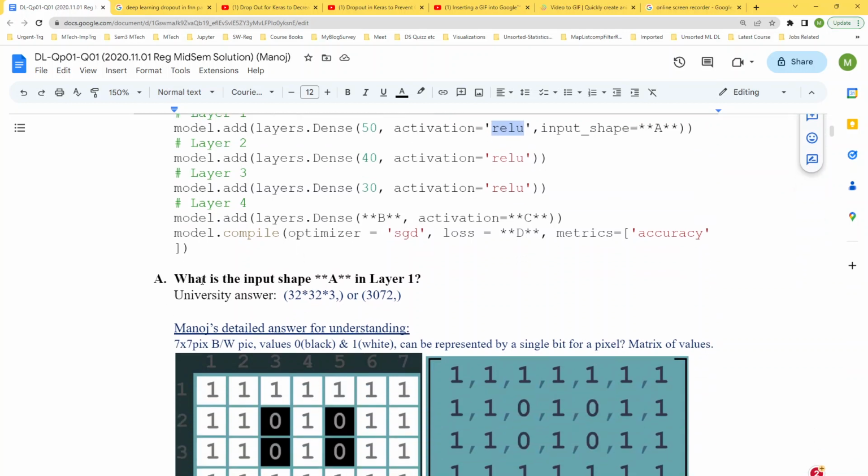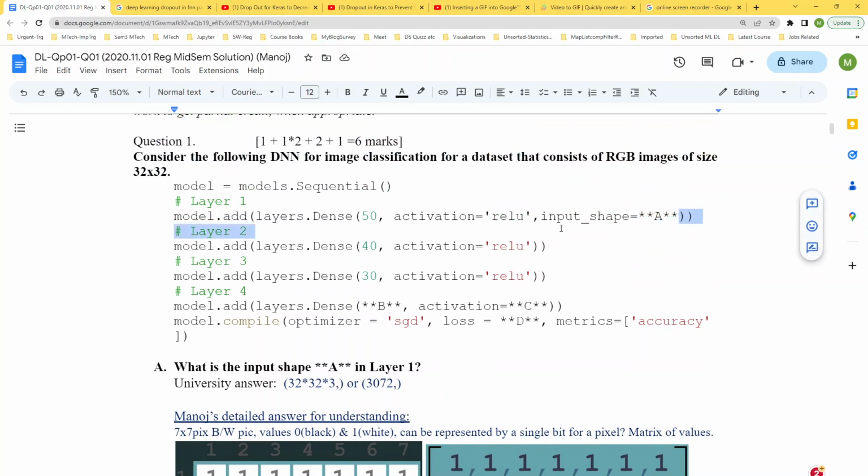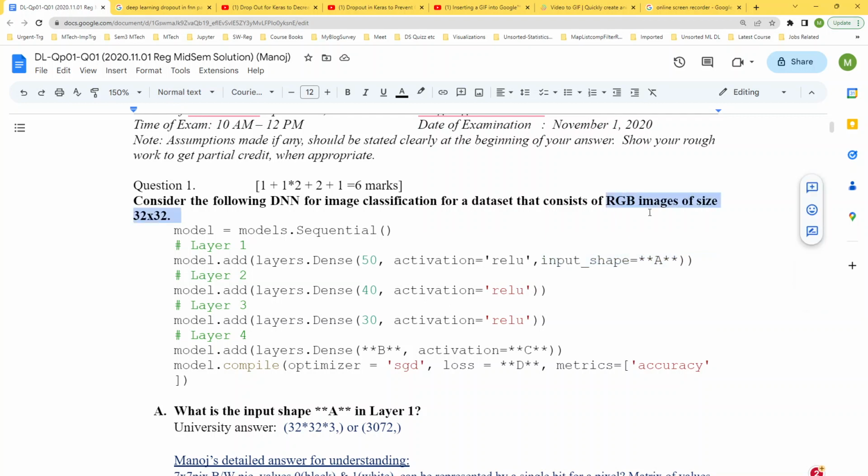Coming to that, the question is what is the input shape A in layer 1? This is layer 1 and they have given an input shape. They have already mentioned RGB size of 32 by 32 pixels. The answer given by the university is 32 into 32 into 3, or 3072. You can guess what this one is, right? It spreads the entire pixel structure into one tall, skinny column.